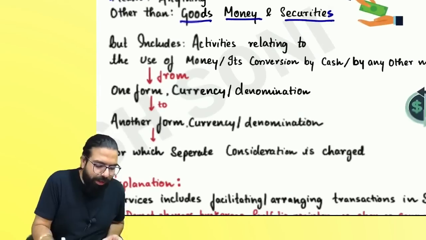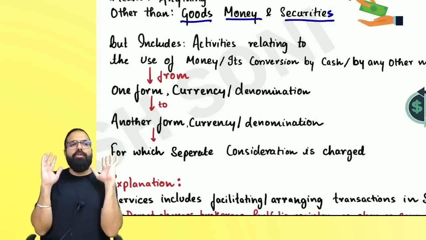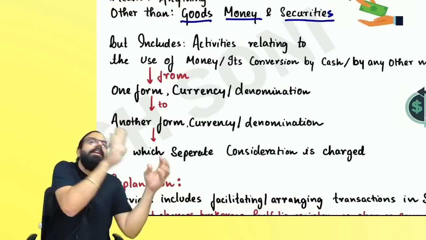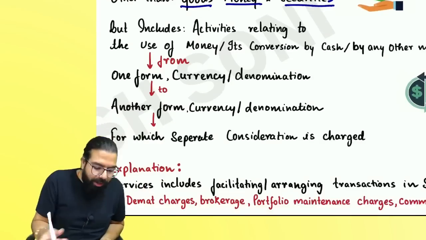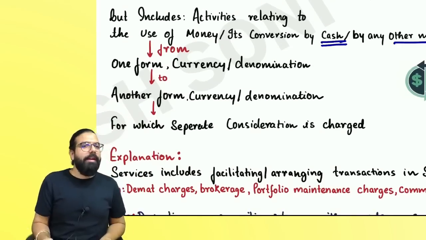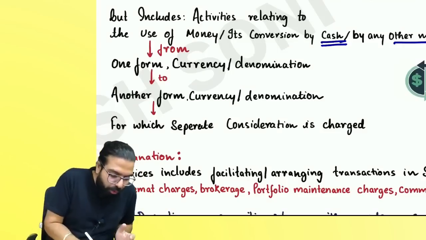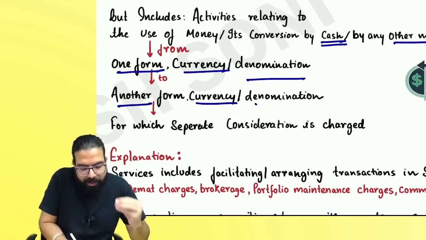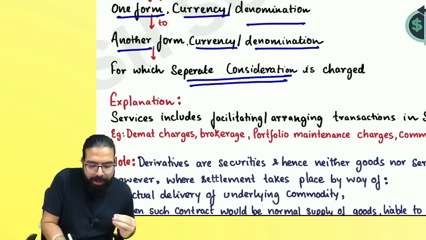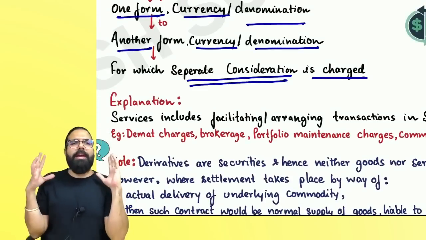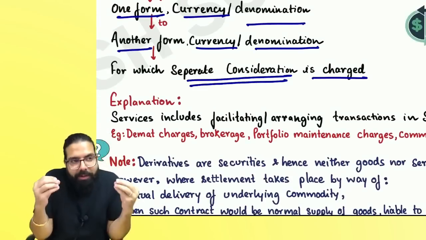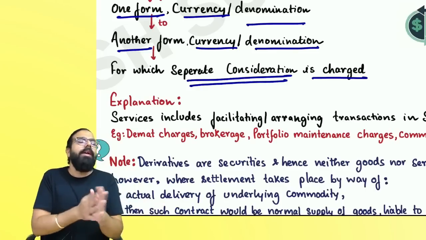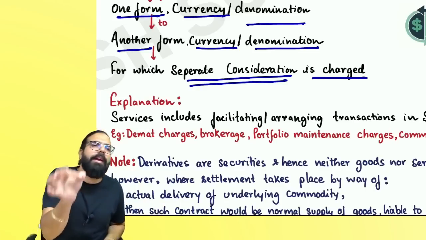Services means anything other than goods, money, and securities, but includes what, everyone? Activities relating to use of money. If I give someone money to use and receive interest, that's an activity relating to use of money. Its conversion by cash or any other mode from one form to another, one currency to another, one denomination to another, for which separate consideration is charged, that shall be a service. Money is not a service, but converting money from one form to another, if separate consideration is charged, will be a service.